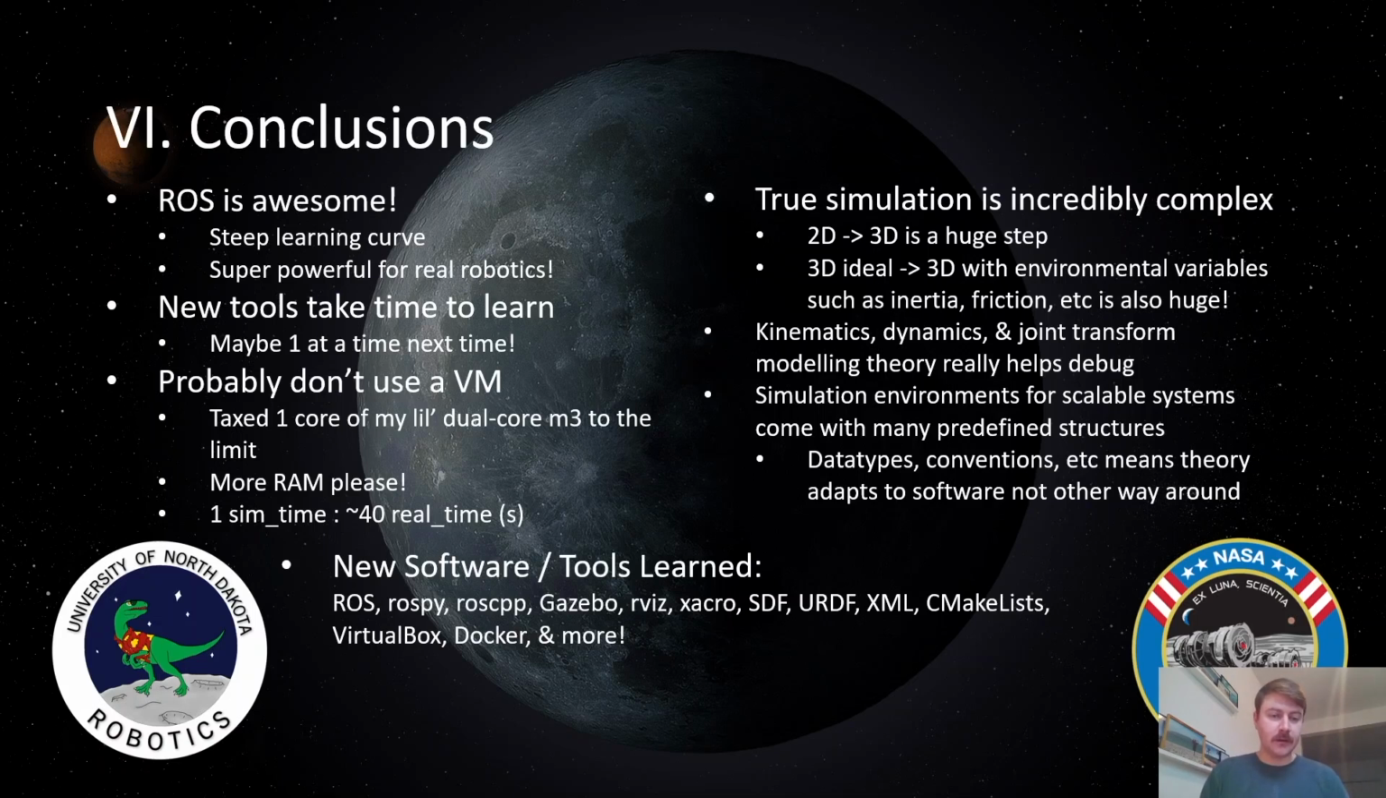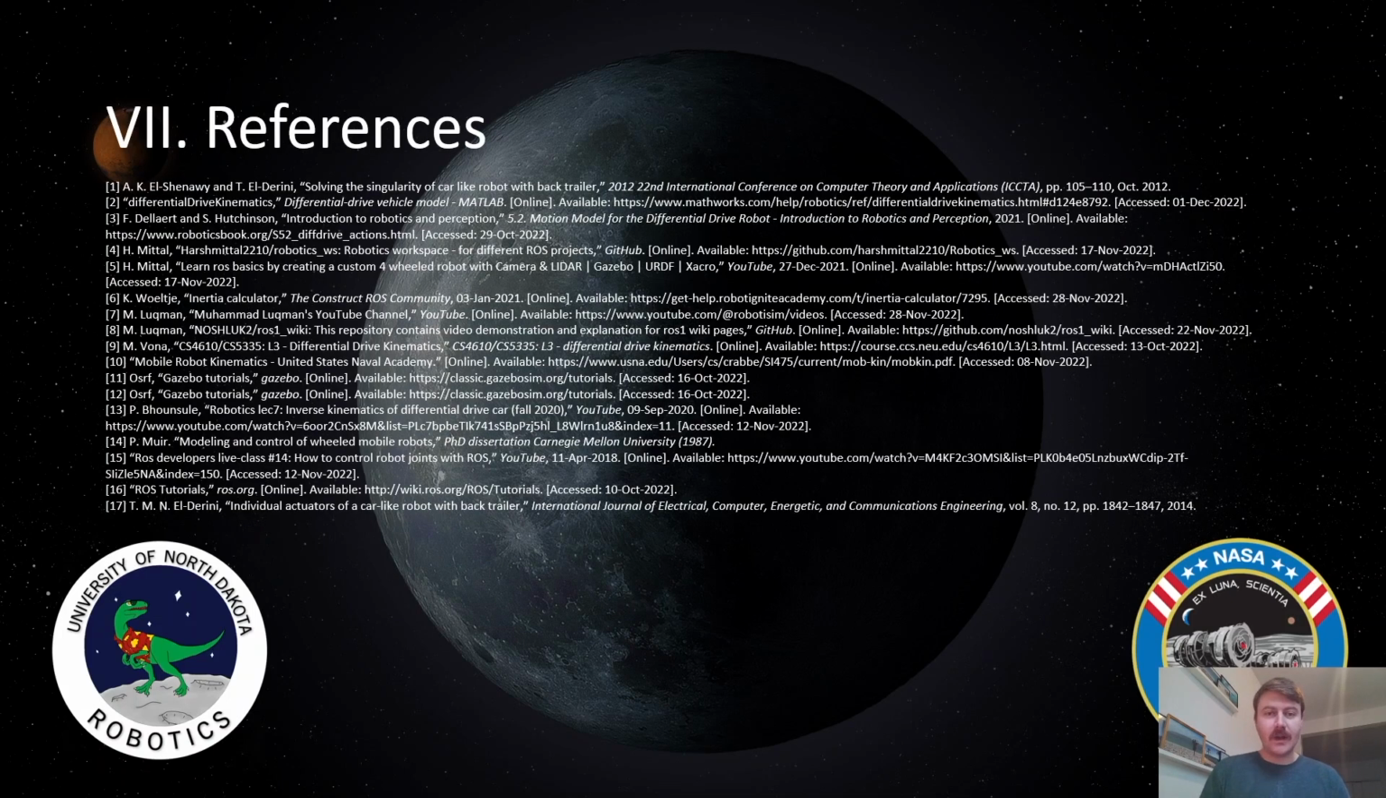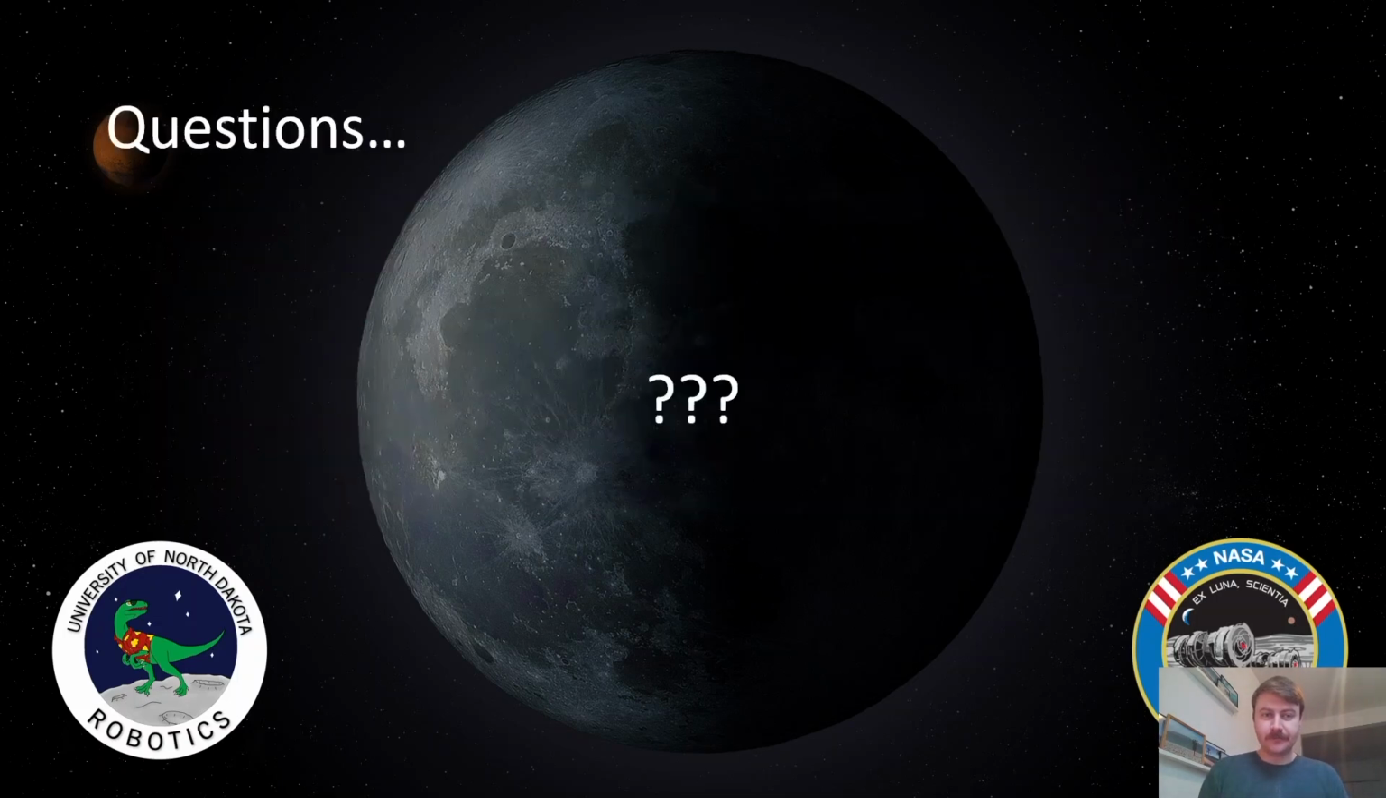And then lastly, there were a bunch of new software and tools learned, such as ROS, the rospy and roscpp libraries, the Gazebo environment, the RViz tool, Xacro, SDF, URDF, XML, CMakeLists, VirtualBox, Docker. I tried to alleviate the virtual machine problem and got a little bit into it, but there's still more to learn there to actually get it running, and many more. We have our references. Definitely very helpful to have the internet and many other people doing these kinds of developments. Couldn't have done it alone.